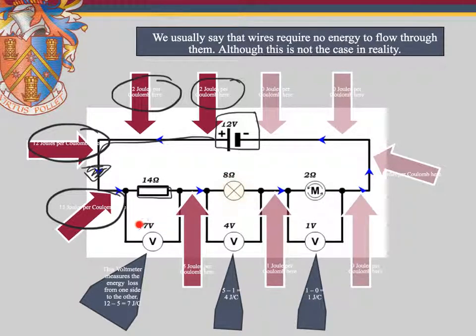And you can see it requires more energy to get through a higher resistance than a lower resistance at the same speed or the same current. So as the current flows through, it then reaches this 2 ohm motor, and as it goes through this one, it loses just 1 joule per coulomb, so it'll be left with none as you come back here. And we usually say that wires require no energy to flow through them, but in reality this is not the case, as you'll see when we do experiments.